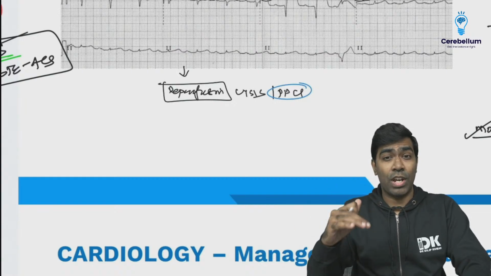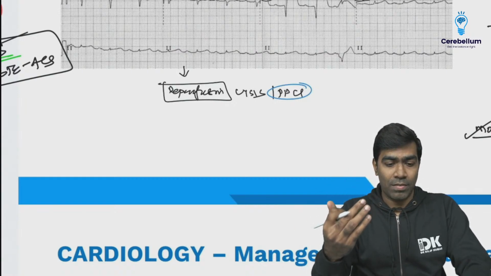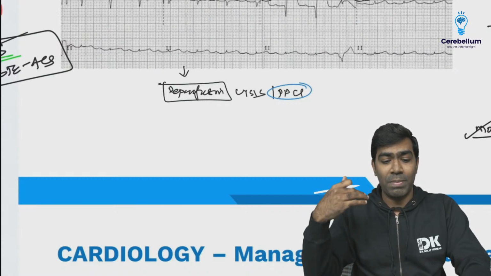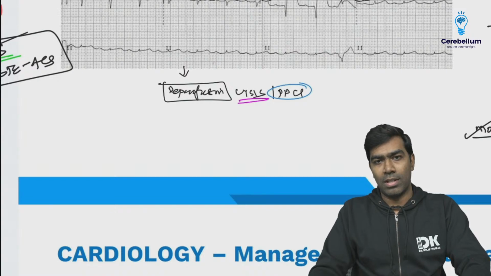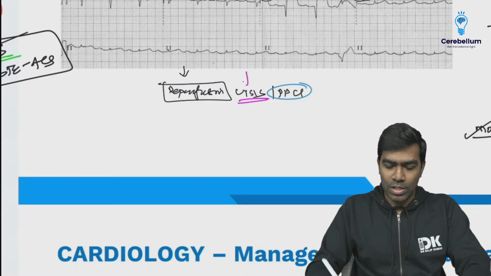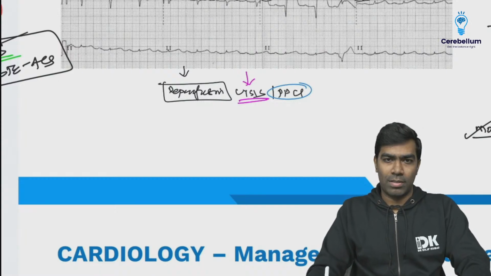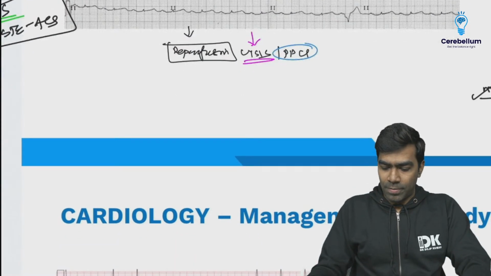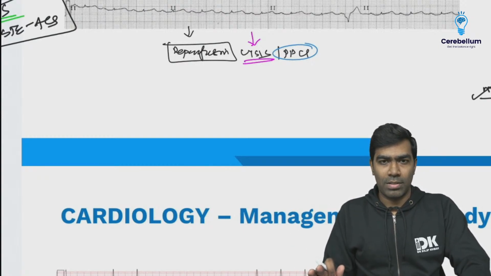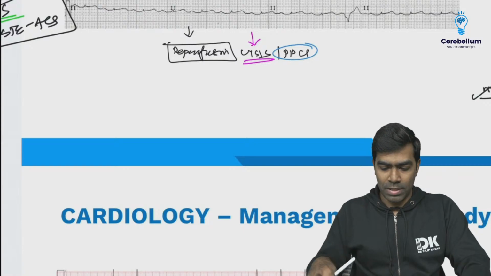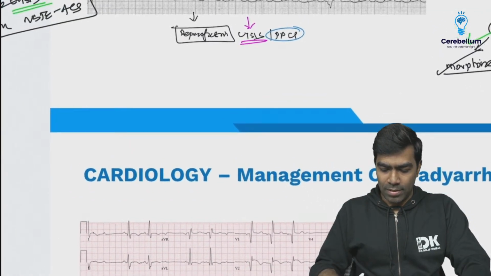But in case you cannot do primary PCI, which means if you think that the primary PCI will be delayed, then in that situation you can do thrombolysis. That's all. If it's going to be NSTEMI unstable angina complex, I'm never going to do thrombolysis. Either it's PCI or a coronary artery bypass grafting. That's it. Okay.